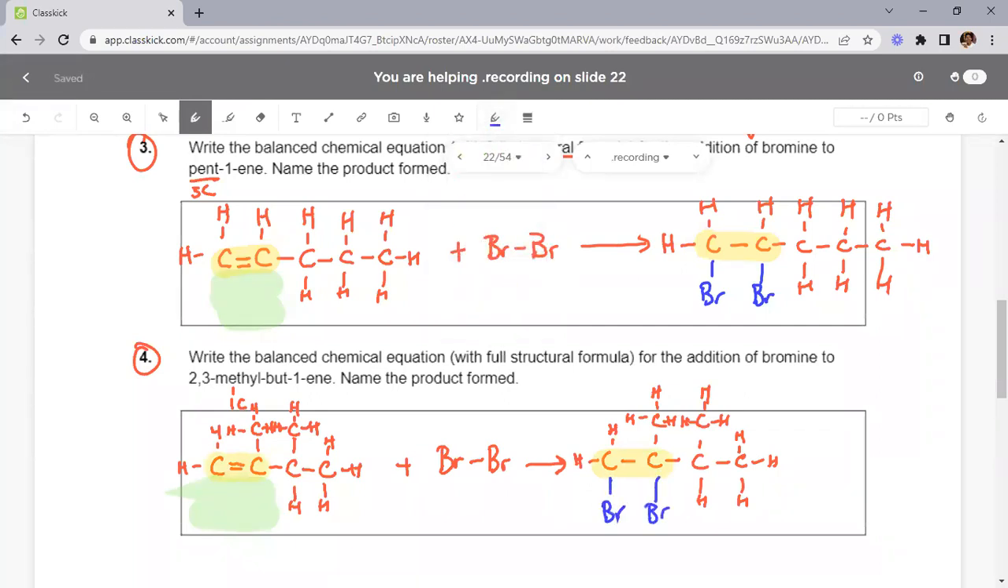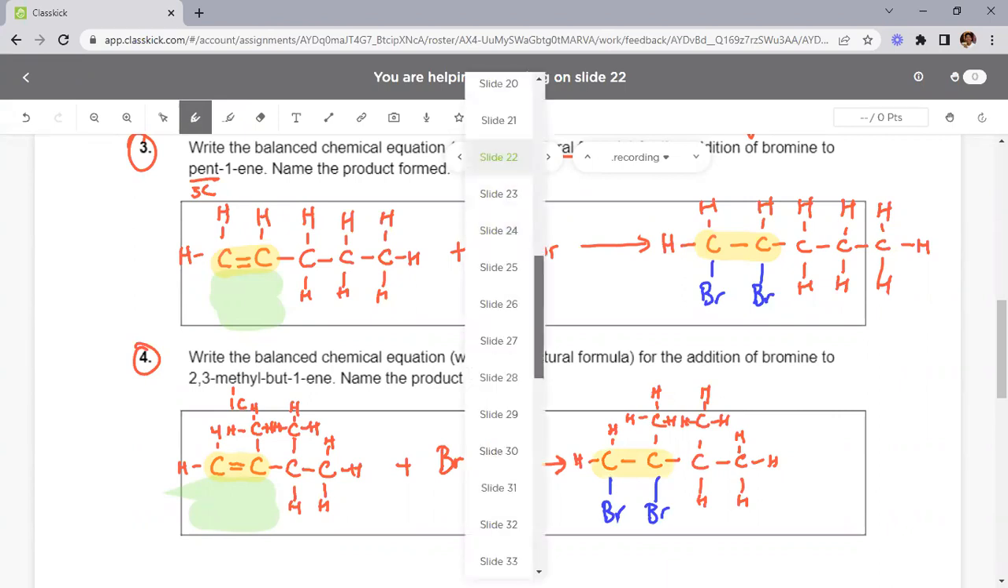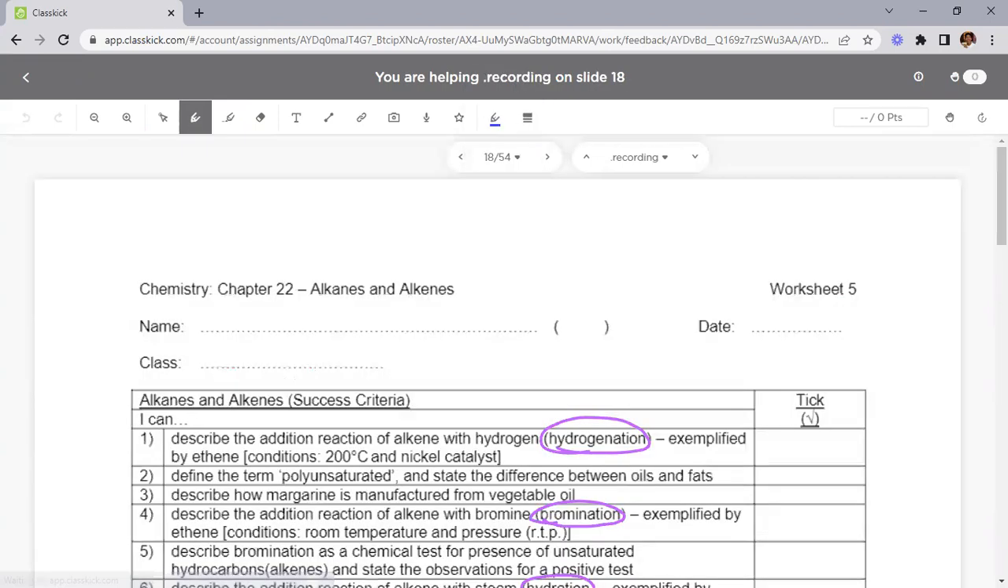So you realize the reaction actually is not very difficult. Your focus is just on the C double bond C. Okay, your focus is actually just on the C double bond C. So this is actually your bromination here. Let's go back to slide 18 to just complete my slide 18 over there.